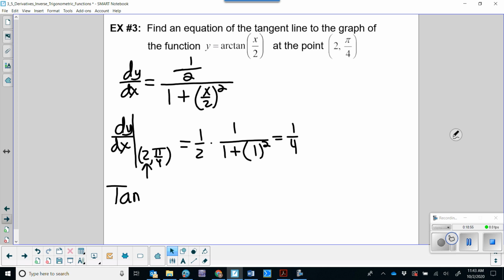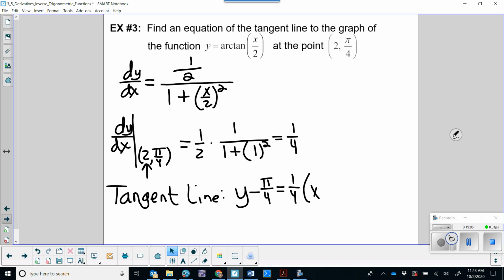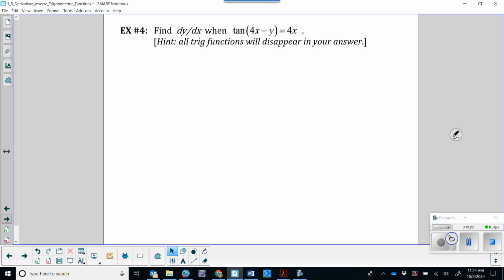So the tangent line is the same process. To find the tangent line, it's y minus the y value, which was pi over 4, equals the slope times x minus 2, because they gave me the point, and that's it. So the only difference is that you have to use a new formula. That's it. Otherwise, everything's the same. So when you're doing your homework, of course, your biggest goal here is to learn the formulas. Okay? All right, so we're going to do this next example.